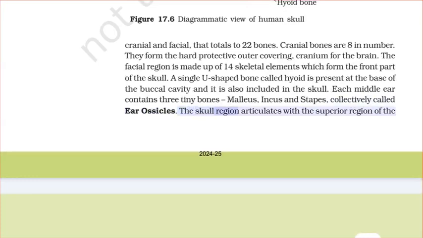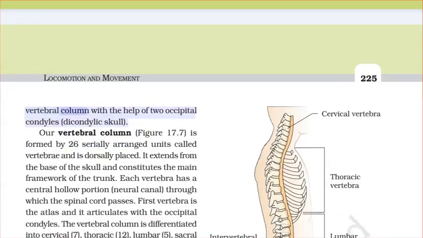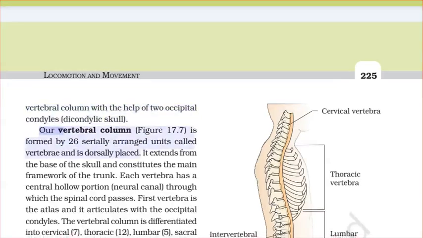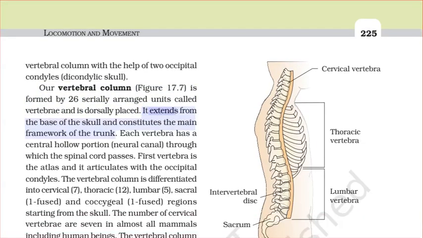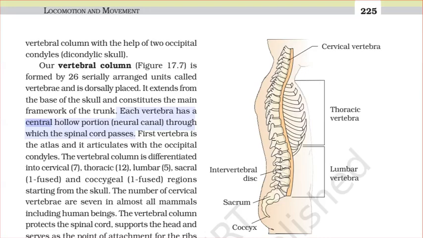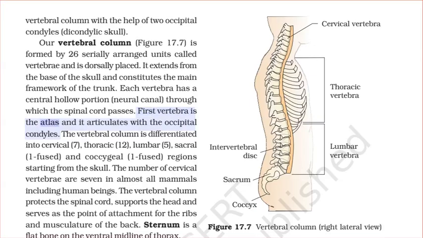The skull region articulates with the superior region of the vertebral column with the help of 2 occipital condyles, so it is called dicondylic skull. Our vertebral column is formed by 26 serially arranged units called vertebrae and is dorsally placed. It extends from the base of the skull and constitutes the main framework of the trunk. Each vertebra has a central hollow portion, the neural canal, through which the spinal cord passes. The first vertebra is the atlas, and it articulates with the occipital condyles.